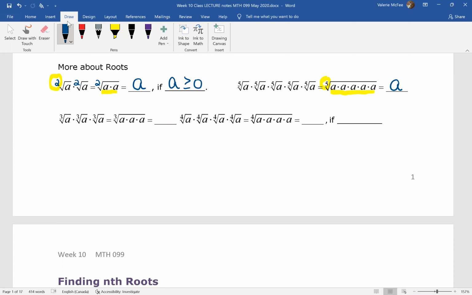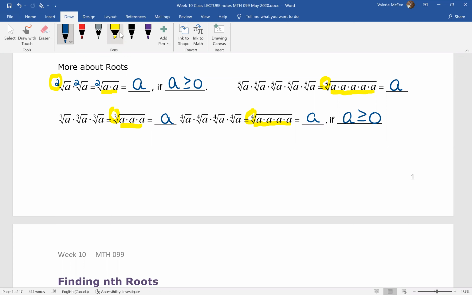Our cube root, the cube root of a times the cube root of a times the cube root of a equals the cube root of a multiplying itself 3 times. This equals a. So what do you think? If we have an index of 4 and under the radical sign 4 a's multiply itself, this will also equal a. Again, if a is greater than or equal to 0.